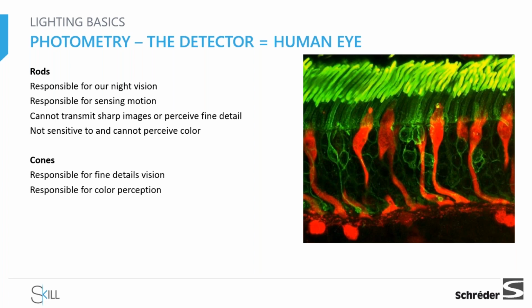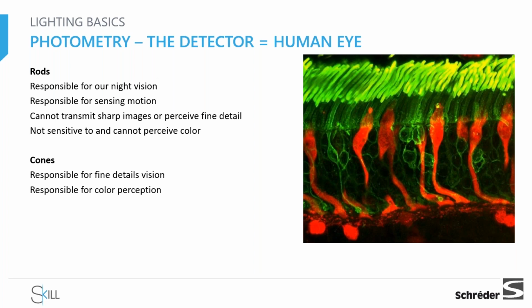The rods, which are responsible for our vision, are also responsible for sensing motion. They cannot transmit sharp images or perceive fine details, and they are not sensitive and cannot perceive colors. On the other hand, cones are responsible for fine detail vision, and they are responsible also for color perception. And that's why we will not be able to see the same colors all over the day. There will always be a relation between the light level and our ability to see colors.